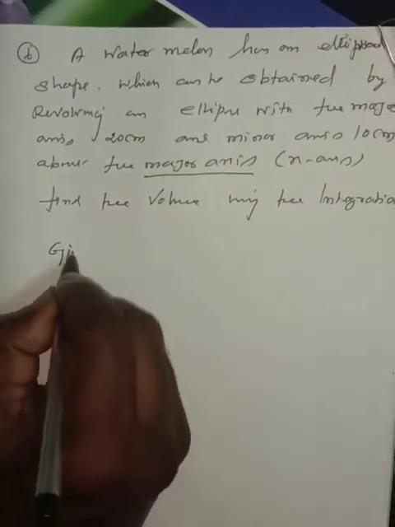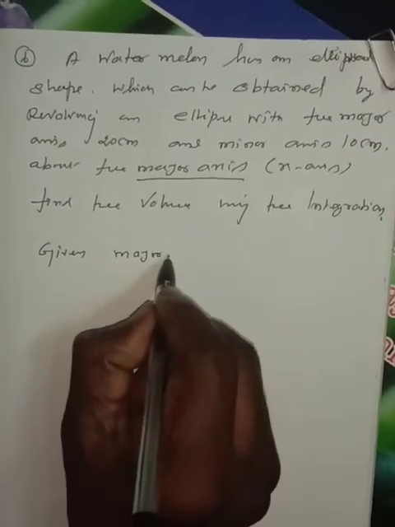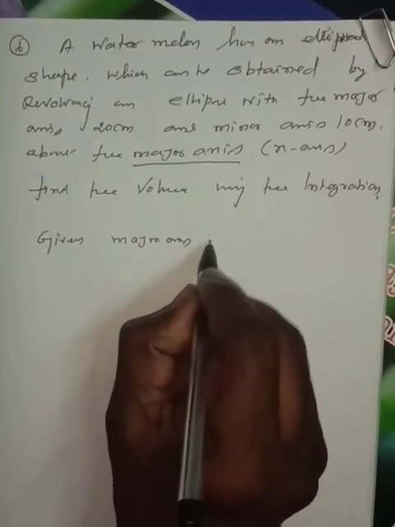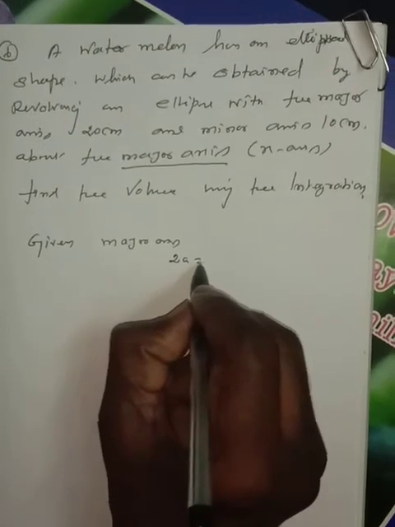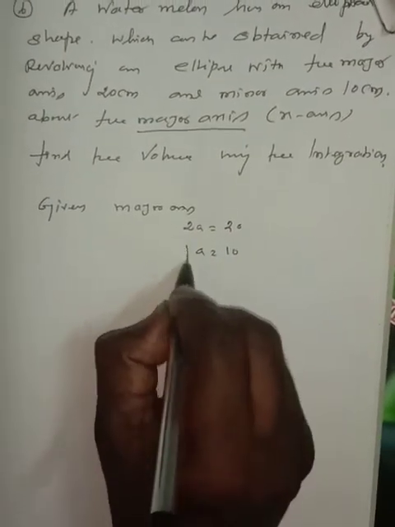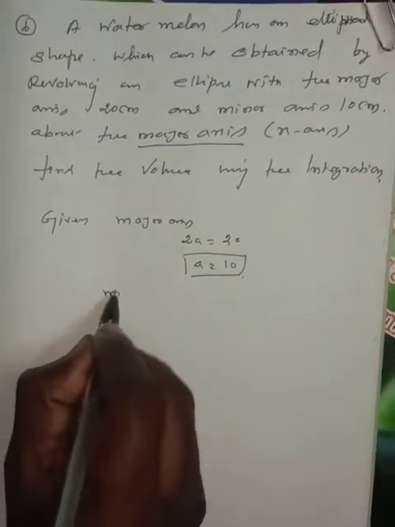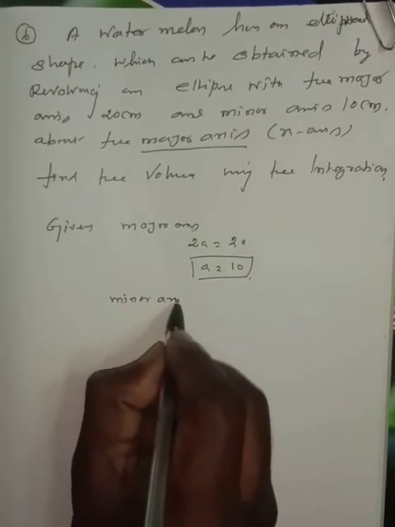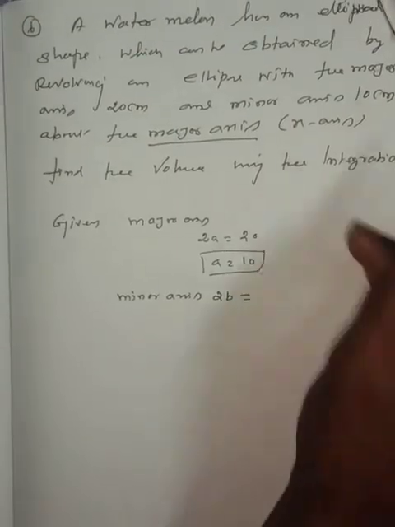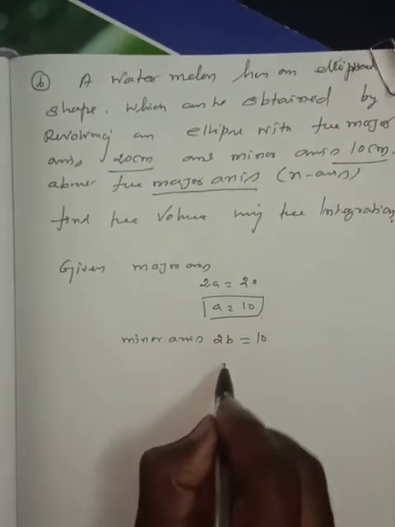Given major axis. Major axis means 2a equal to 20 is given. A is equal to 10. Next, minor axis. Minor axis 2b equal to 10 is given. B is equal to 5.